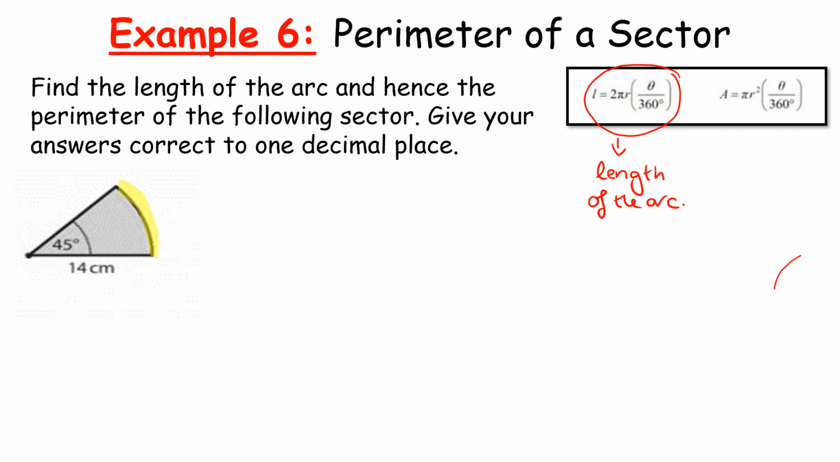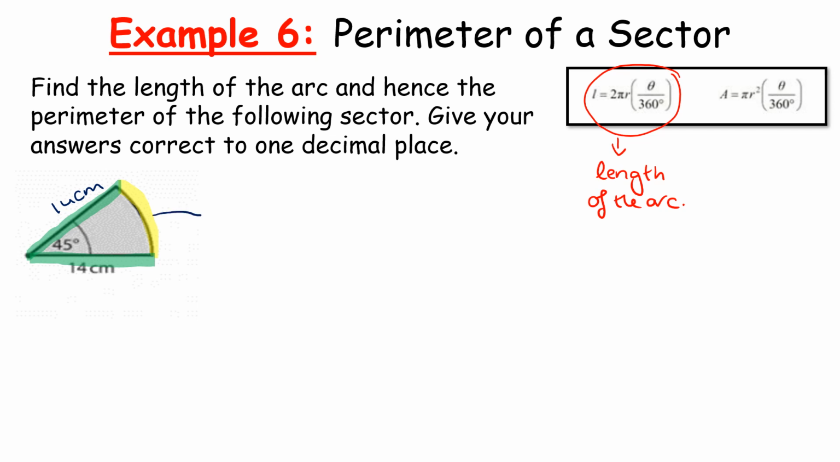Now this question asks us for that, but then goes on to ask us, well, what is the whole perimeter of the sector? Now the perimeter of the sector includes 2 radii. So we also have this section here and this section here that makes up the outside. Both of those are straight lines and they're both radii. So we have 14 centimeters here as well. So if you're just asked perimeter, just make sure that you're adding in those two lengths as well.